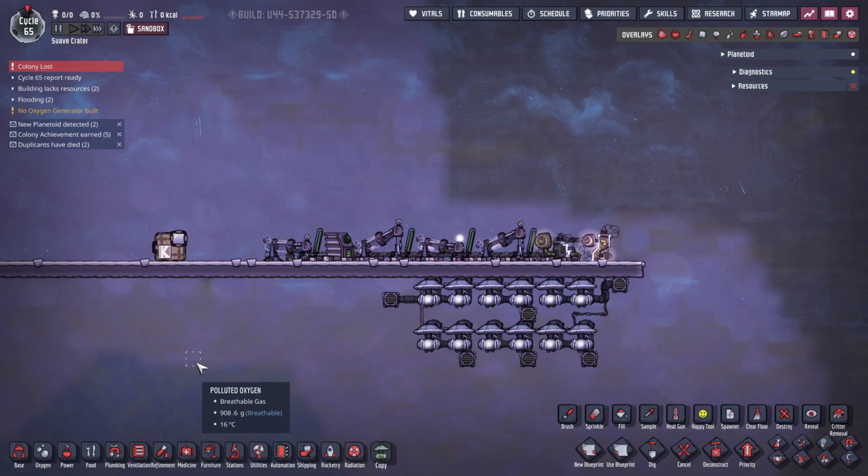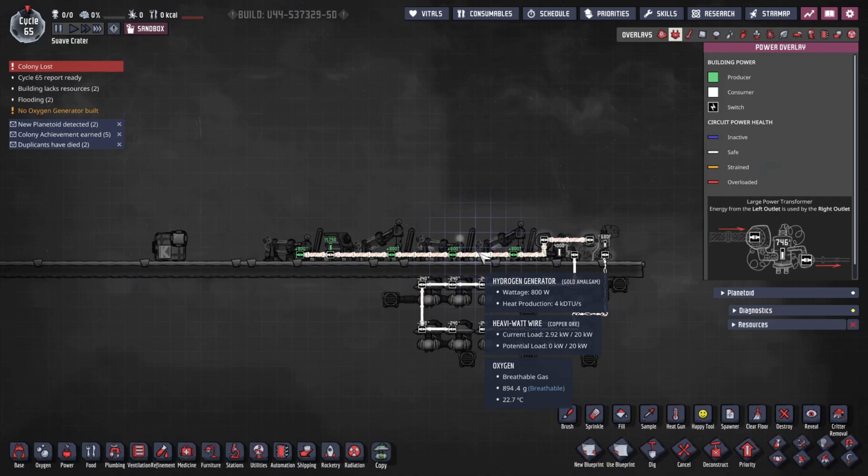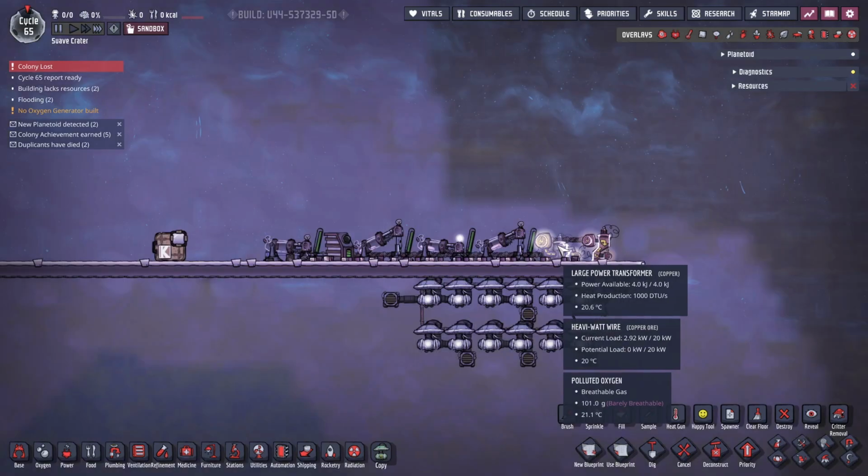So now you might be thinking, well, what can I do to run all my machines in my kernel? Because little by little I will have more and more machines in my kernel, and that's why we will need to use a heavy watt wire, just like here. This heavy watt wire can support up to 20 kilowatt, and there is another one that can support up to 50 kilowatt, and we need to use them with power transformers.